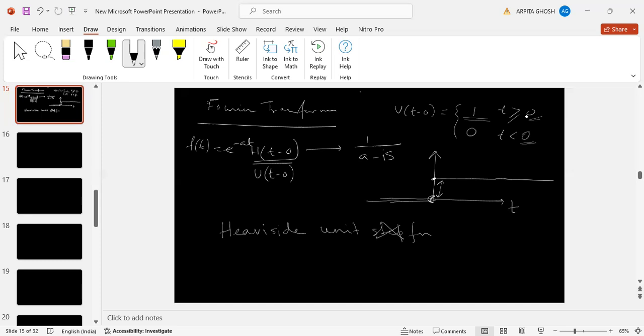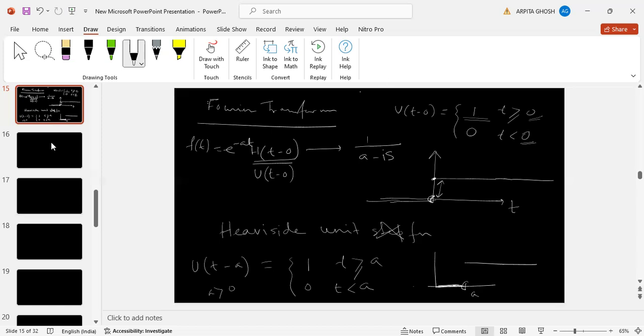Similarly, if we write it as u(t minus a), that means a is a positive number. That means starting from a onwards, the function value is 1. For t greater than or equal to a, the function value is 1. For t less than a, the function value is 0. In that case, the graph will be like this. Suppose a is this point. So starting from a onwards, the function value is 1. Before a, the function value is 0. This is the graph. Okay. So that is your Heaviside unit function.